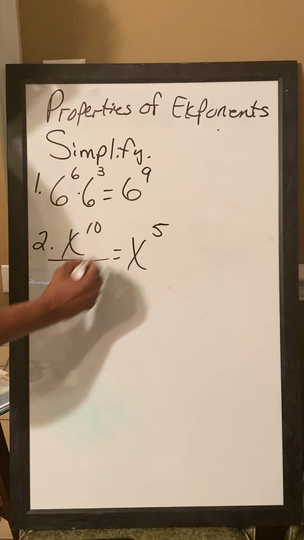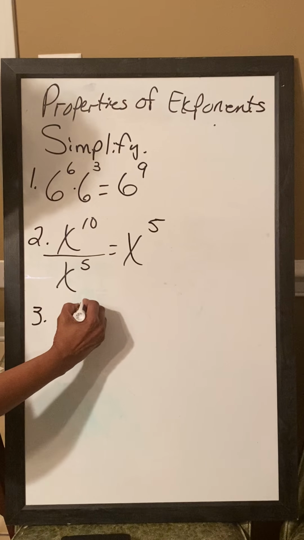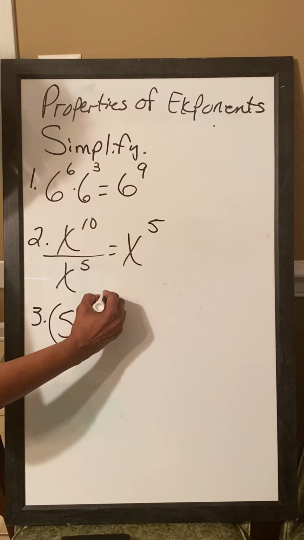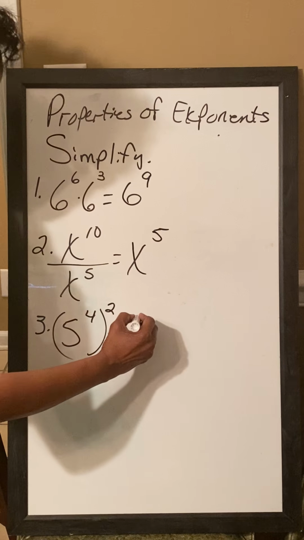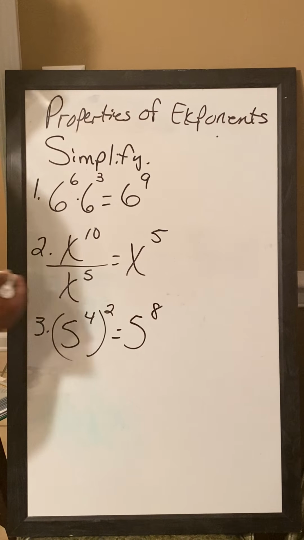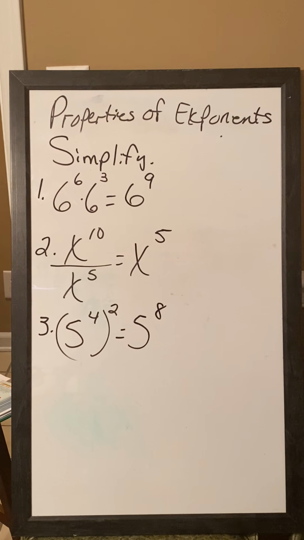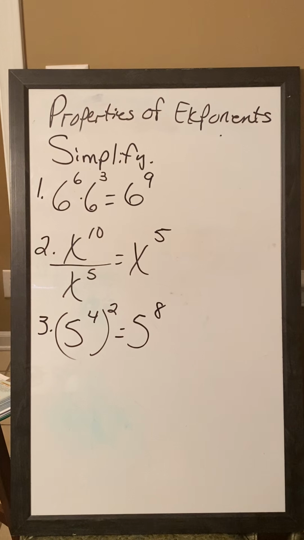Example 3. If I had 5 to the 4th, and I want to raise it to the 2nd power, that becomes 5 raised to the 8th power. 4 times 2 gives you 8. You multiply the exponents.